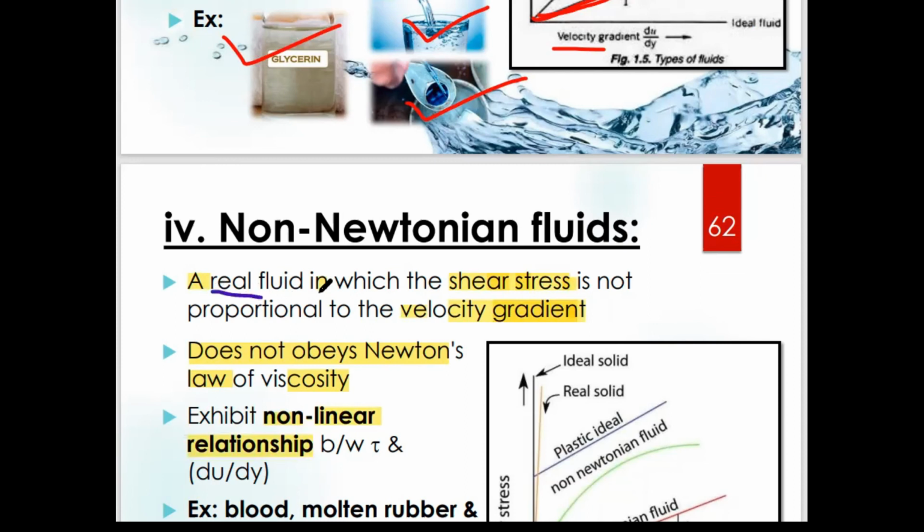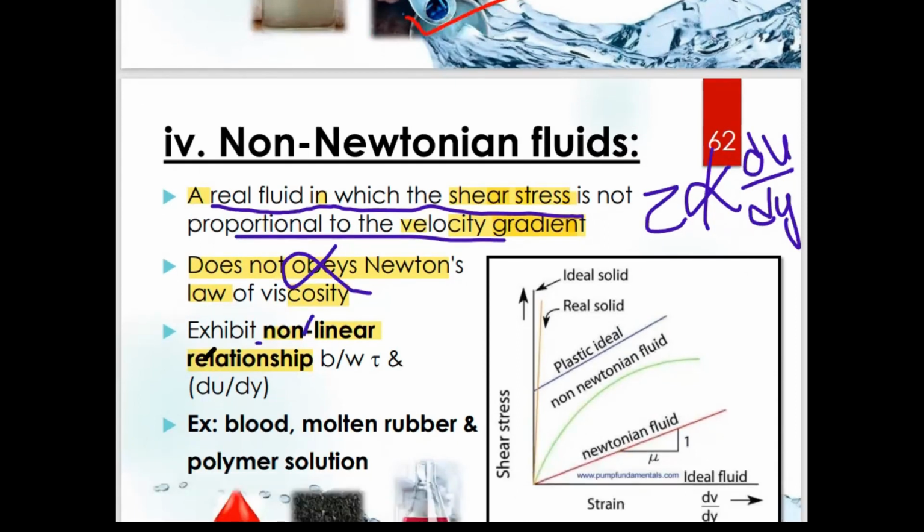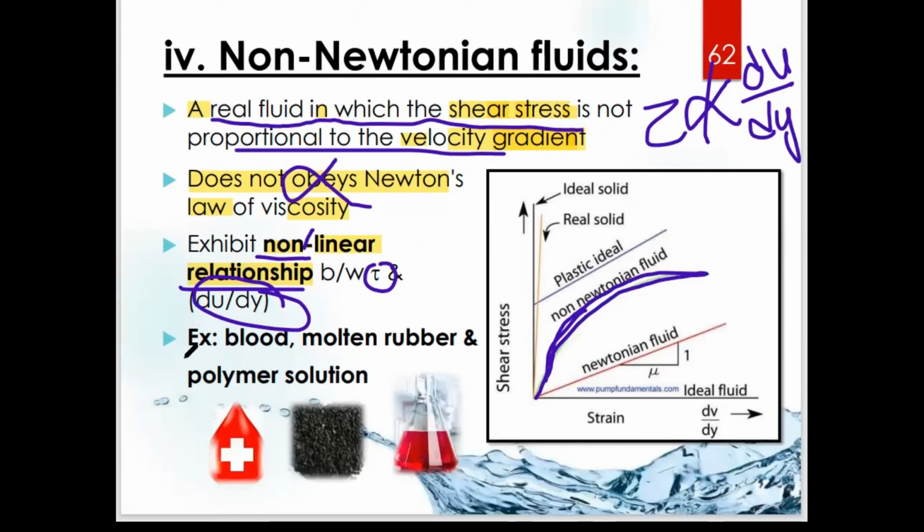So non-Newtonian fluids are real fluids in which shear stress is not proportional, meaning tau is not proportional to du by dy, or it does not obey Newton's law of viscosity. There is no linear relationship, but a non-linear relationship between tau and velocity gradient, where you can see the blue color curve that I am indicating, which is not a linear curve. The examples of non-Newtonian fluids are blood, molten rubber, and polymer solutions.